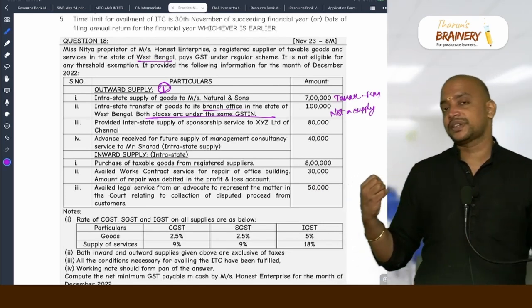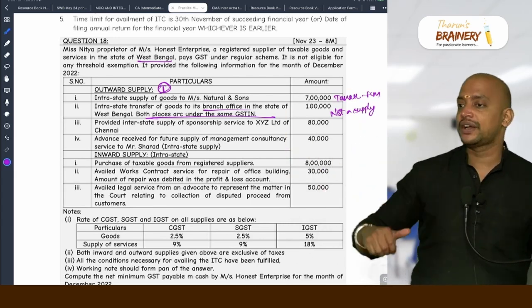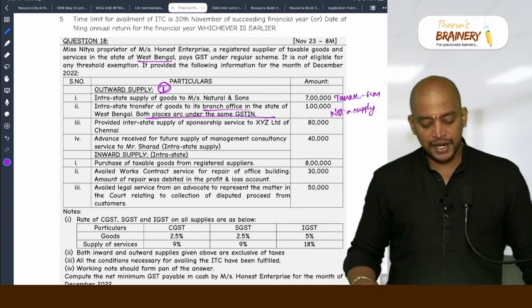But who are called as distinct persons? One registration of the person to their another registration, but they have not obtained separate registration. That's why it is not a supply.